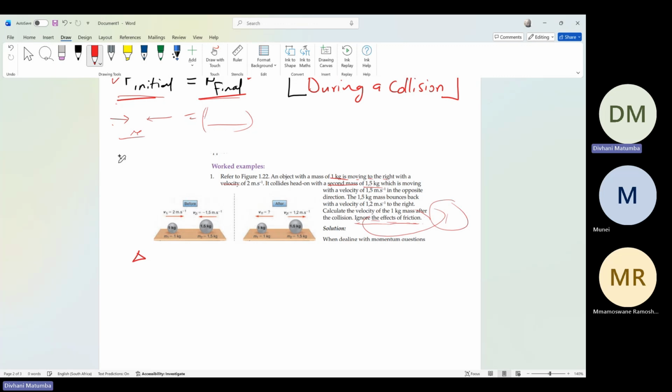The total momentum before equals the total momentum after. We are talking about the total momentum, the momentum of the two objects or the two balls. This is before they collided. Before they collided, one ball was moving at a speed of 2 meters per second, which is positive because we have to take into account the direction.